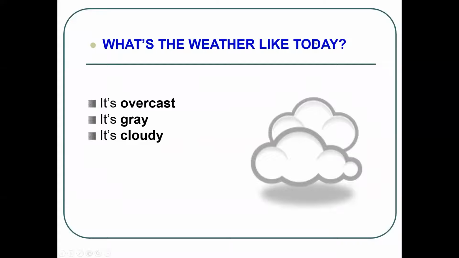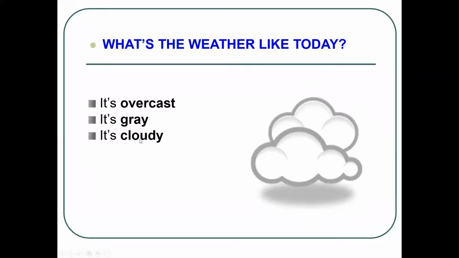Repeat, what's the weather like today? Repeat, it's overcast. Repeat, it's gray. Repeat, it's cloudy. So that is when there is no sun, right? And we just have lots of clouds here. We see lots of clouds. We would say that it's overcast. That means there's no sun. It's gray. Remember, gray is a color. That is a kind of the color of cloud. So if it's very gray outside, there are lots of clouds.